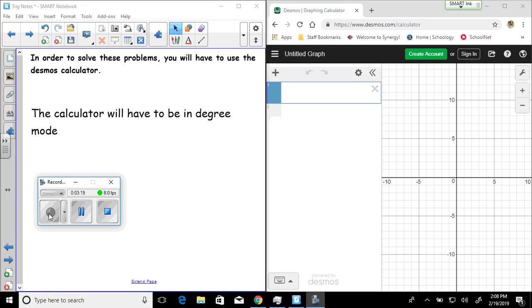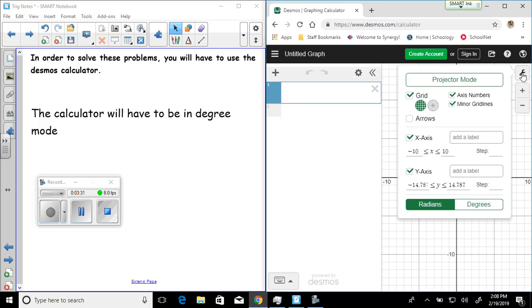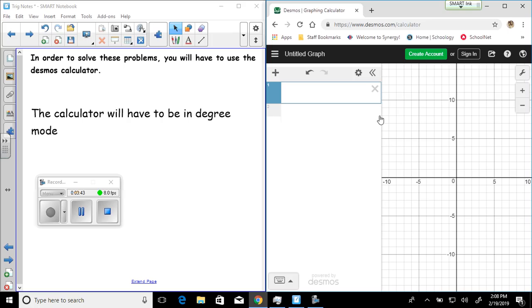All right, so here's Desmos opened up in a split screen. If we want to find where to go for degree mode, hit this little wrench up here, which says graph settings. Then down here at the bottom, see it's radians that's highlighted, but we want degrees to be highlighted. Once that's done, you're good, and you can hit the wrench again to close out of it. Every time you open Desmos, you will have to put it in degree mode.